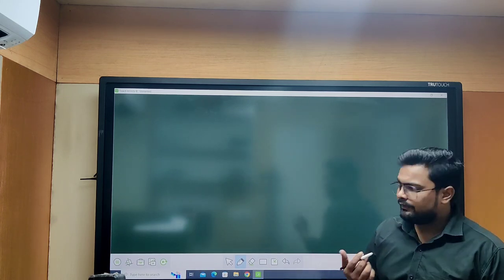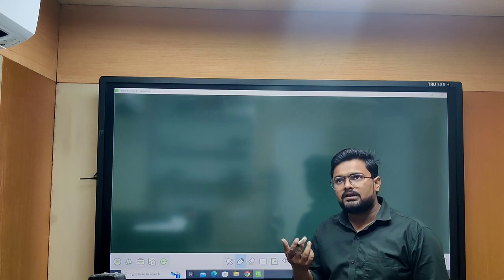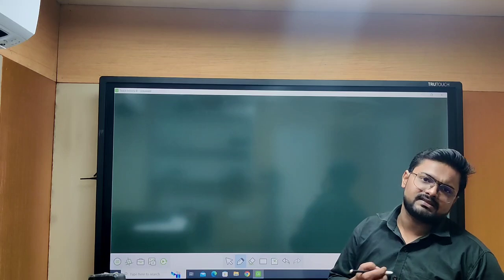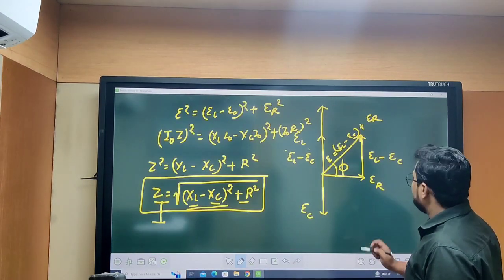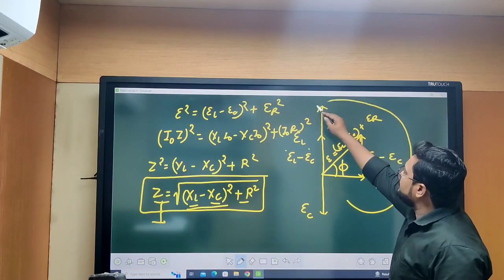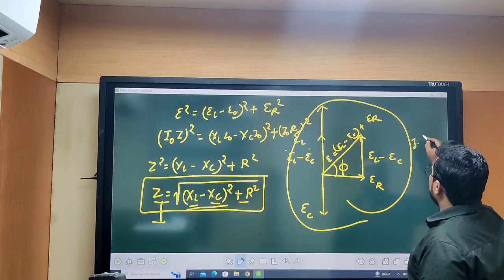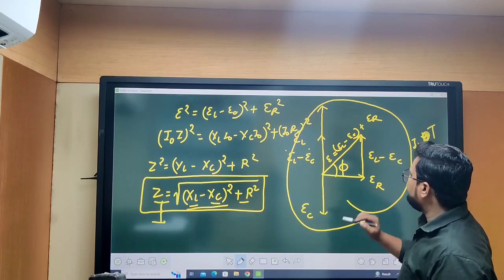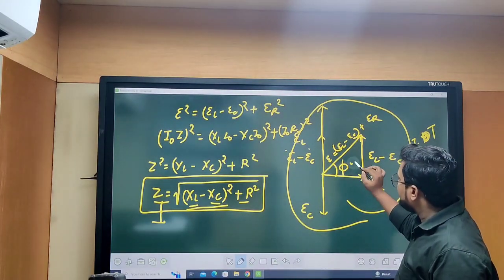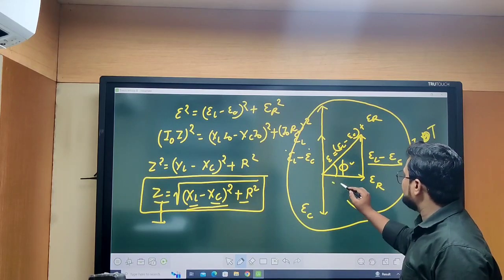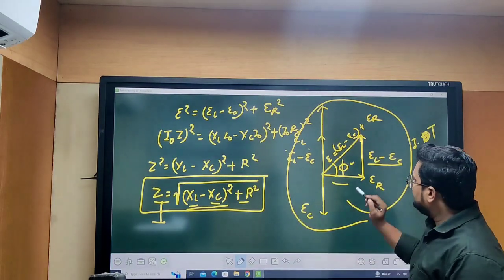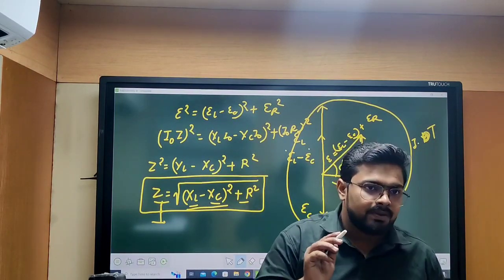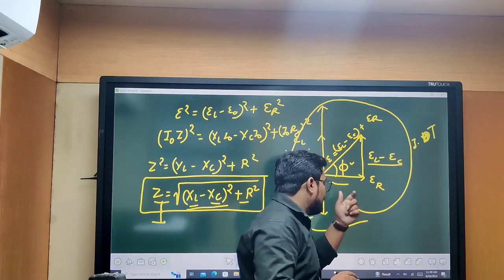Now we will find the condition when the current lags, and the method to find the phase. As you can see, we have an impedance triangle. This triangle is known as the impedance triangle. So we can find the phase over here. You can see phi, the perpendicular, and the base. So we use a trigonometric ratio: tan equals perpendicular upon base.